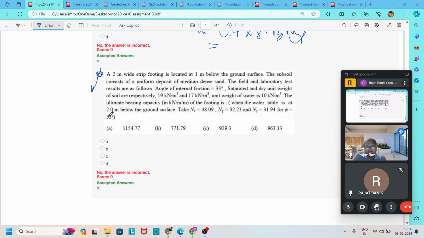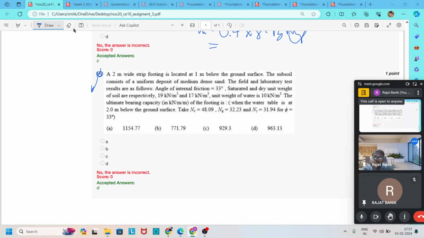The angle of internal friction is 33 degrees. The saturated and dry unit weight of soil is 19 kilonewton per meter cube and 17 kilonewton per meter cube. The unit weight of water is 10 kilonewton per meter cube. Find out the ultimate bearing capacity of the soil when the water table is at a depth of 2 meter below the ground surface. Nc, Nq, and N gamma are given for phi equal to 33 degrees. So first understand the problem.